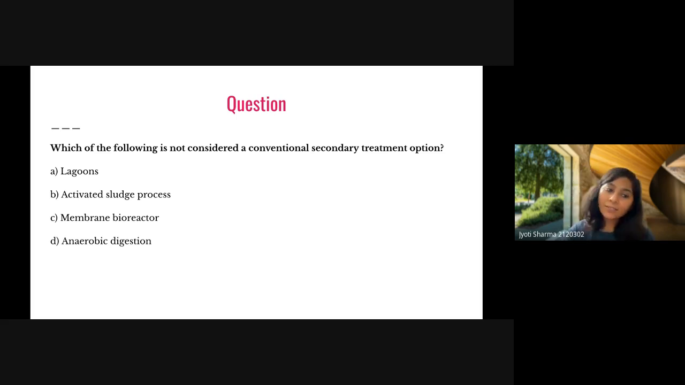Tia gave me C answer. Yes, C is the right one. Right now we are using membrane biofilter as well, one of the non-conventional secondary treatment options. And anaerobic digestion we have also been using for thousands of years. This is where we have the water and we are not giving oxygen to that water, and some organisms will thrive in that, and they will decompose or degrade that organic material.